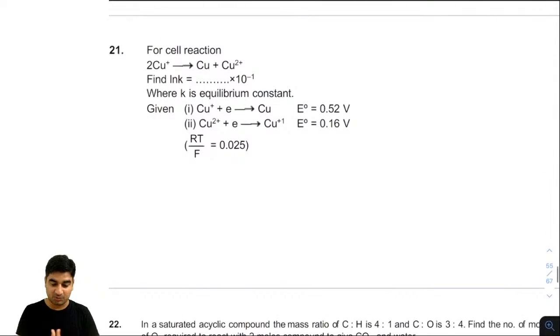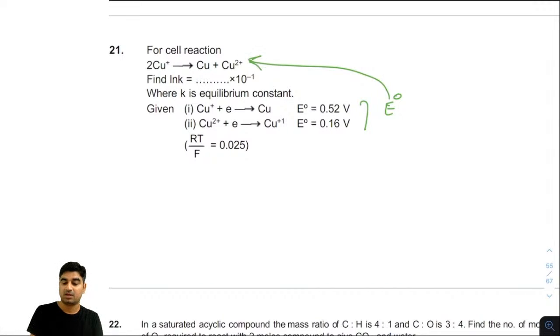Now this is about a fuel cell. What is the equilibrium constant? Just calculate E naught for this, and delta G naught is equal to minus nF E naught cell, and it will be equal to minus RT ln K equilibrium. So you can get it from here.